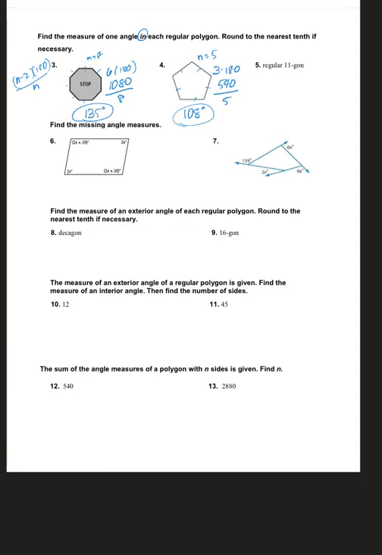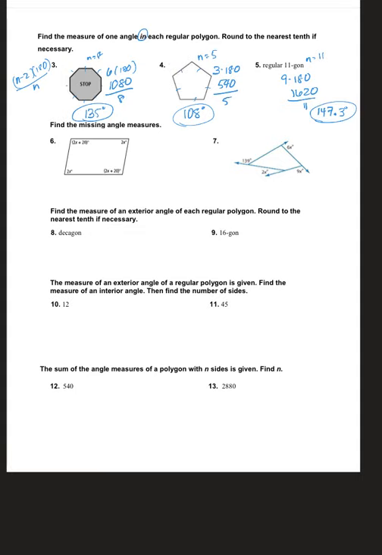All right, for number 5, it's the same thing. n equals 11. So we're going to have 11 minus 2, which is 9. 9 times 180 is 1620. And then we take 1620 divided by n, which is 11. So 1620 divided by 11 gives us 147 point, and it says round to the nearest tenth, so 147.3 degrees.